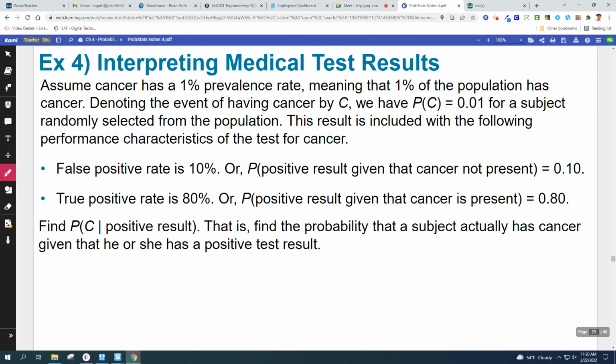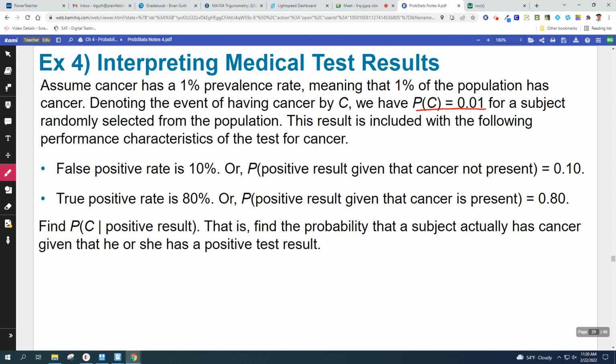Number 4, interpreting medical test results. Assume cancer has a 1% prevalence rate, meaning that 1% of the population has cancer. Denoting the event of having cancer by C, we have P(C) equals 0.01. For a subject randomly selected from the population. This result is included with the following performance characteristics of the test for cancer. False positive rate is 10%, or positive given cancer not present. True positive rate is 80%, or positive result given that cancer is present. Find probability of cancer given positive result. Okay.